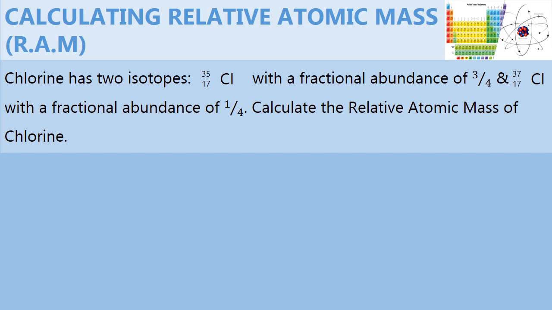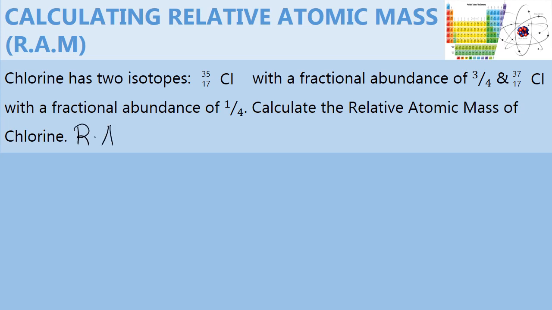Another example to help us calculate the relative atomic mass. Chlorine has 2 isotopes, chlorine 35 with a fractional abundance of 3/4 and chlorine 37 with a fractional abundance of 1/4. Calculate the relative atomic mass of chlorine.